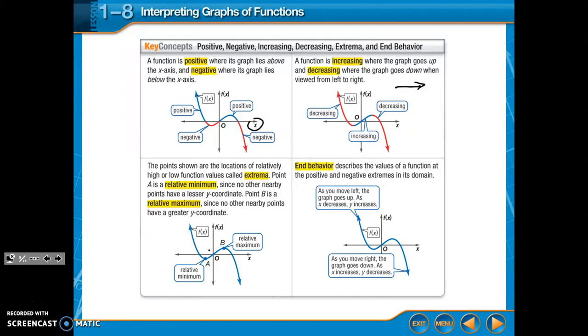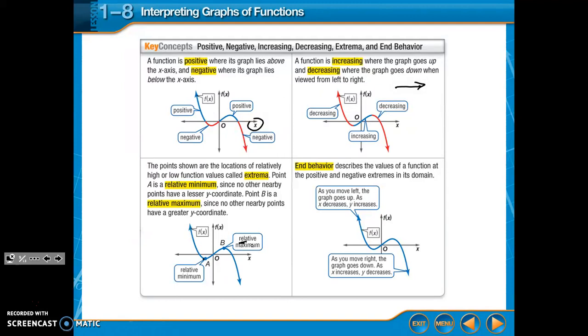So if we're looking at this here, it's like the top or the bottom of a hump or a valley. So if you think about this as like a little pit, that lowest point in it is going to be a relative minimum. And this one here is going to be a relative maximum. We have to say relative because we're saying relative to what's around it.